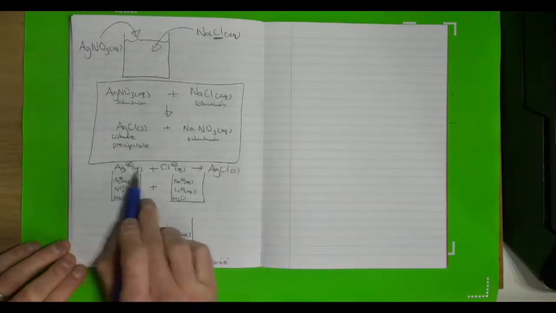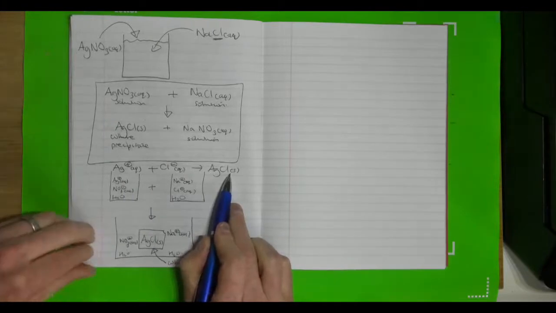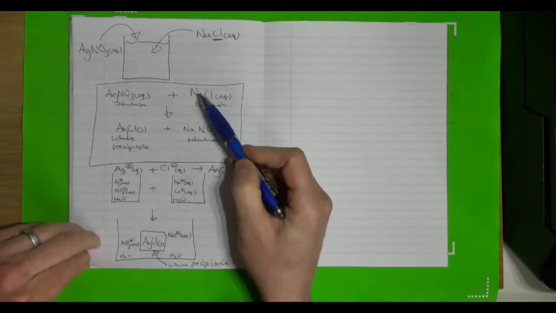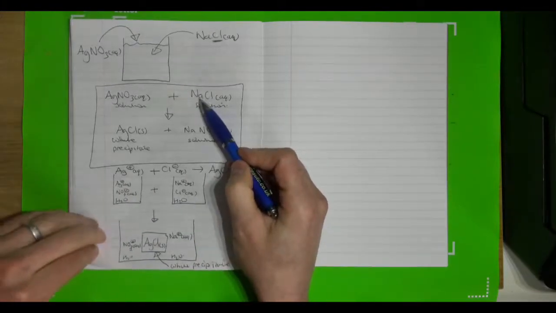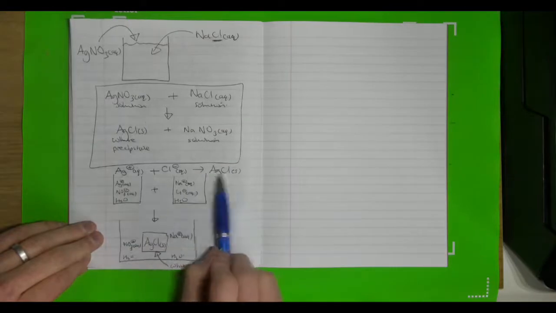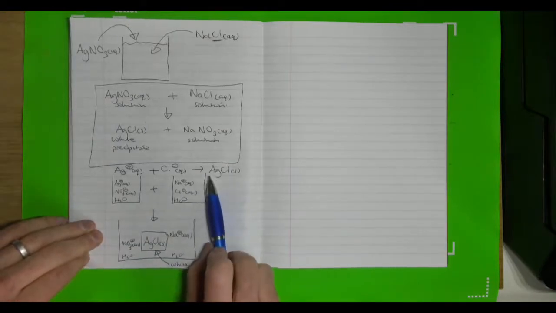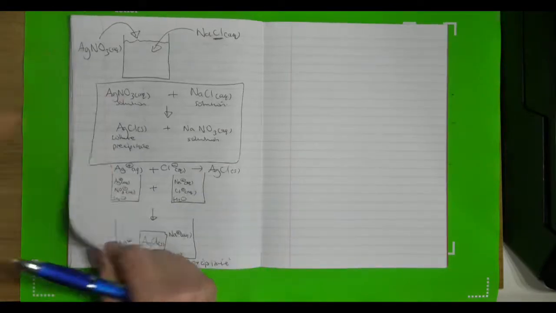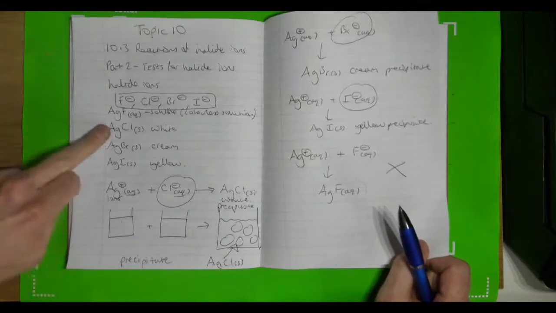So that is your ionic equation. It doesn't matter whether it was sodium ions or potassium ions or lithium ions, it's the same ionic equation here. Obviously you'd write a different balanced symbol equation, but the ionic equation will be exactly the same. And this ionic equation matches this one here.